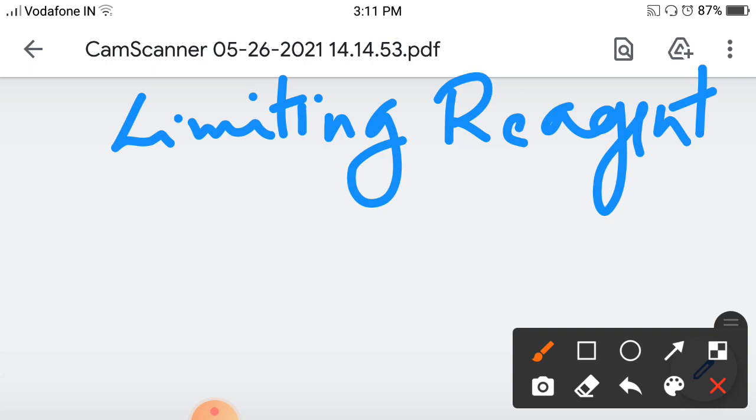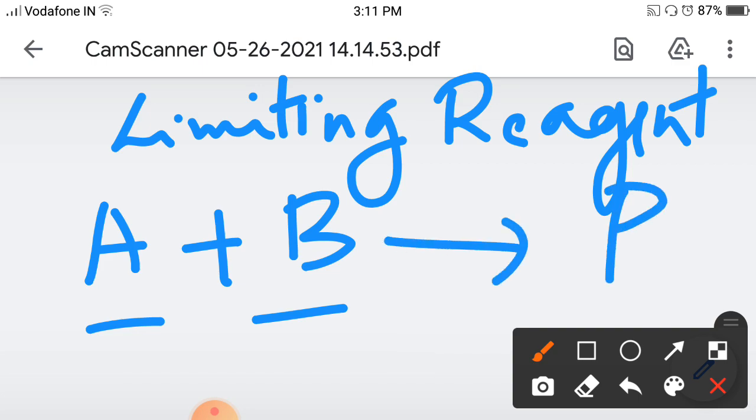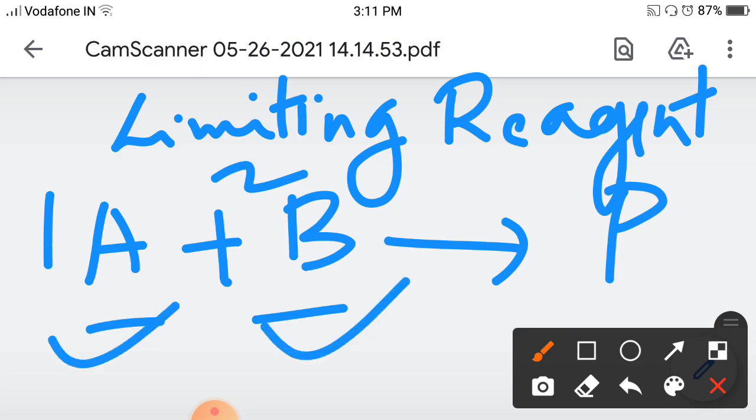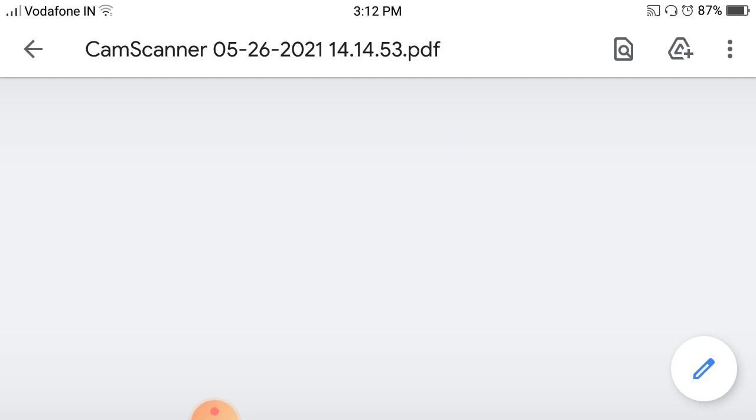Or we can say it like this: if we are taking A plus B as reactants giving products, suppose this is 1 mole of A and 2 moles of B. Then if the question asks how much product is obtained when 1 mole of A and 2 moles of B react together, or how much product is obtained when 8 gram of A and 34 gram of B react together, that type of question can be answered by knowing this concept of limiting reagent. So let us discuss the concept.